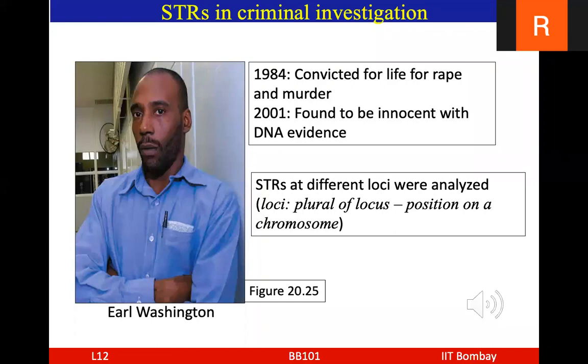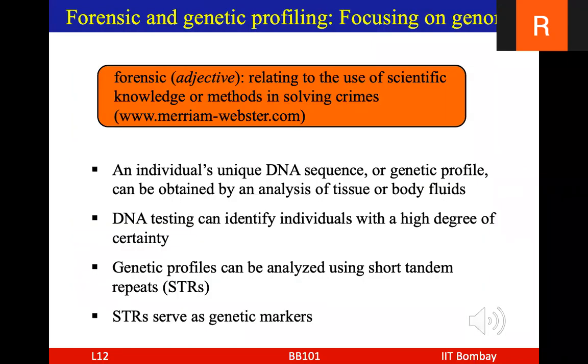So short means small, and tandem means certain things are repeated one after the other. Repeats are repeats, of course. So if a particular, unique sequence is repeated multiple times, that is called an STR. So how is this forensic or genetic profiling done?